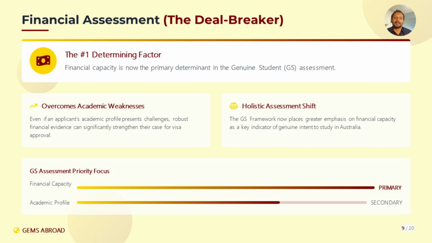Financial assessment has become the single most influential factor in the GS evaluation process. Even if there are minor concerns in other areas of your application, exceptionally strong financial documentation can overcome these weaknesses. Conversely, even with perfect academics and work experience, inadequate financial evidence will likely lead to rejection. The assessment looks not just at the total amount available, but also at the stability, source, and consistency of your funds. This shift in priorities reflects Australia's focus on ensuring students can complete their entire course without financial strain or needing to work beyond allowed hours.